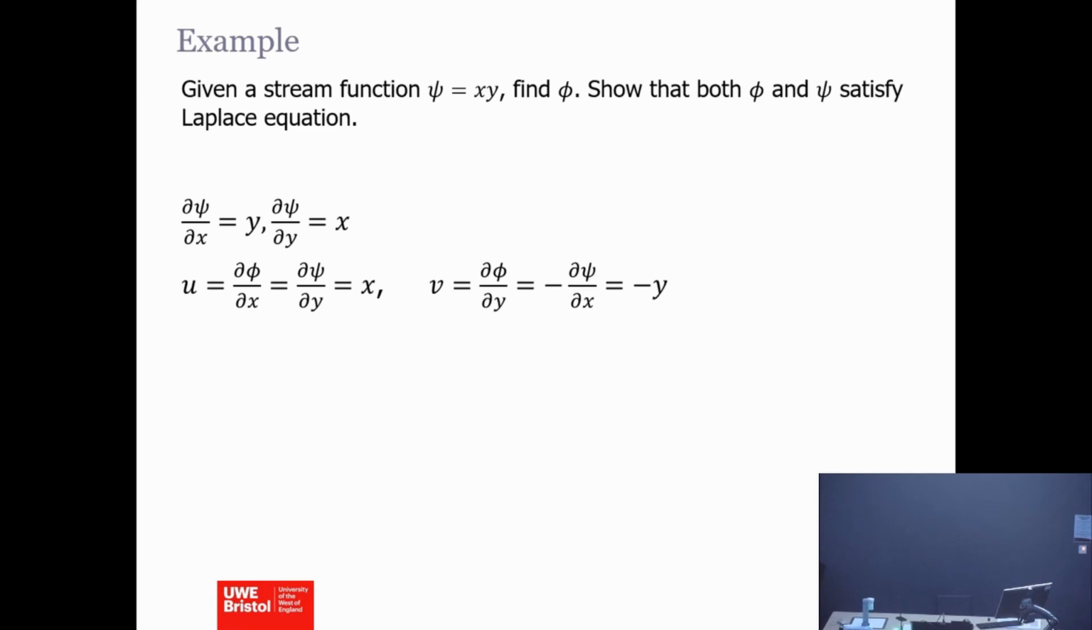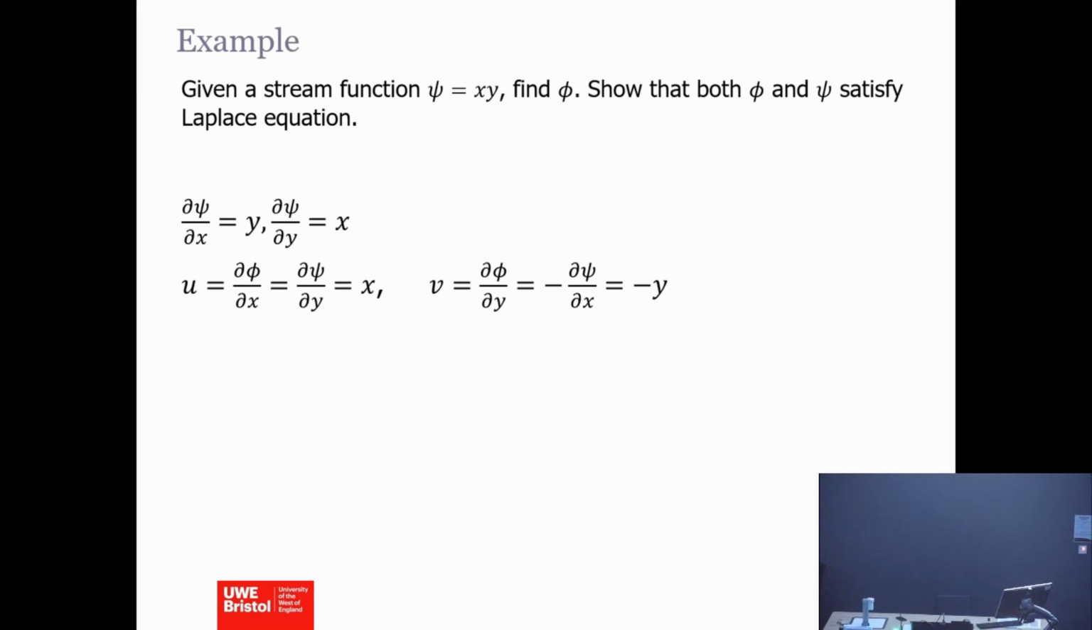But we know that u, remember we're trying to find phi, but we know that u can be written in terms of phi this way, but also is the same as d psi dy. And we know what d psi dy already is, just x. So I say d phi dx is equal to x.